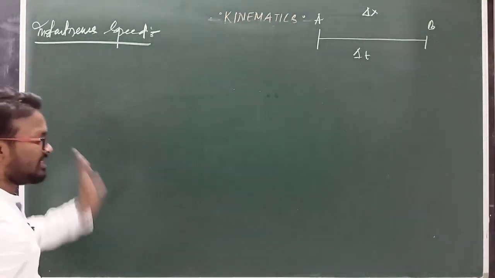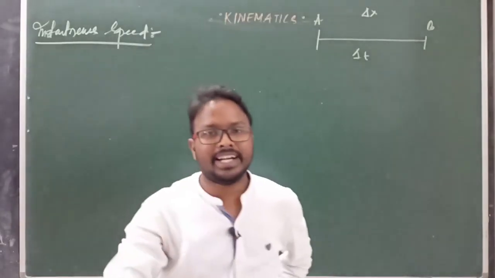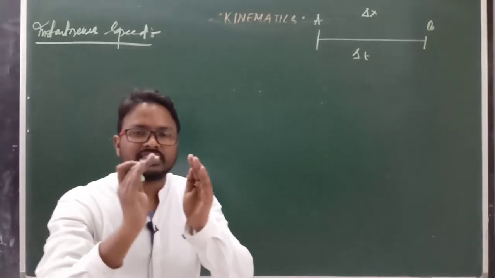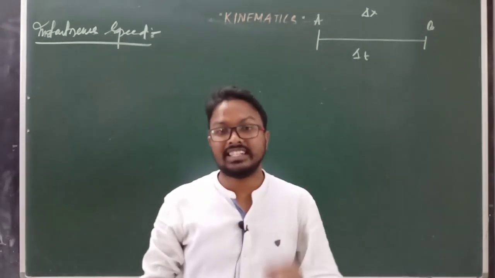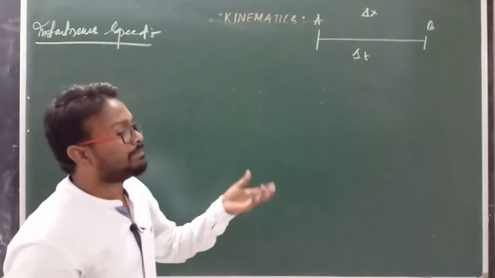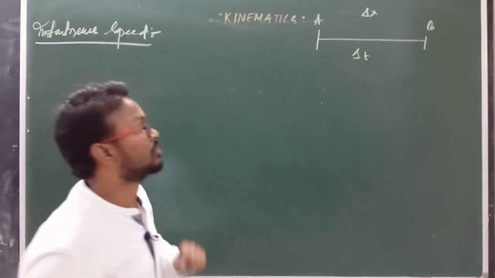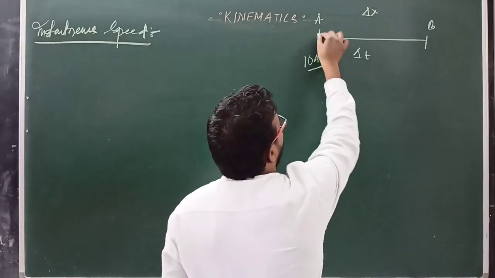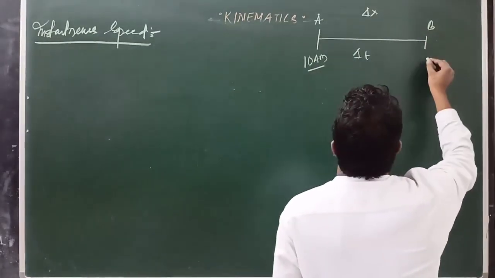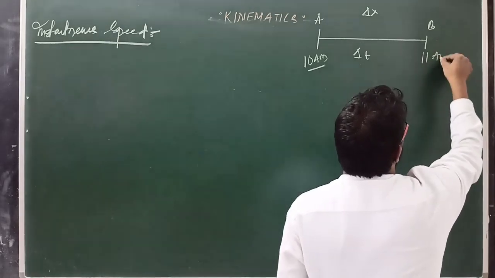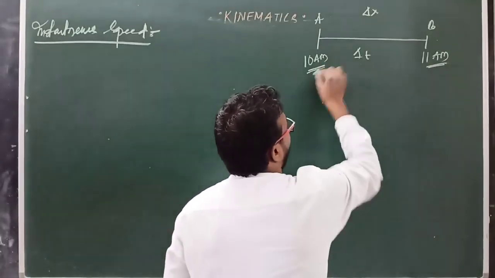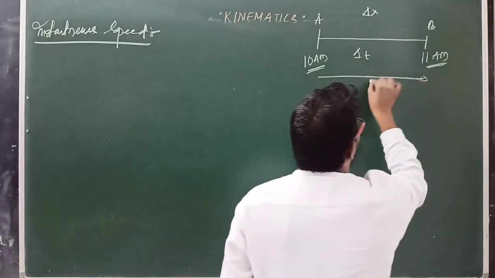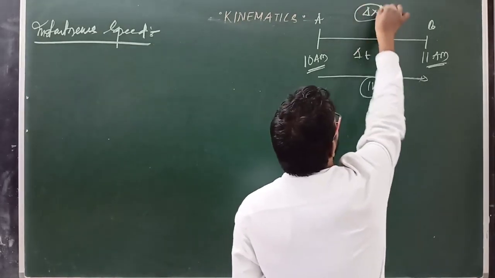But instantaneous speed means the speed of a car or the speed of a body at a particular instant of time. So how can we find instantaneous speed at a particular instant of time? Suppose at 10 AM a car starts from point A and reaches this point at 11 AM. Clear? It will take 1 hour to complete this distance.